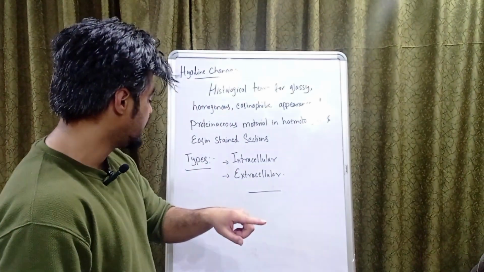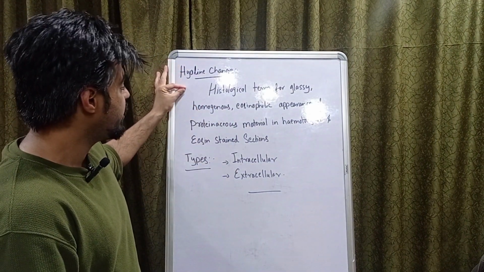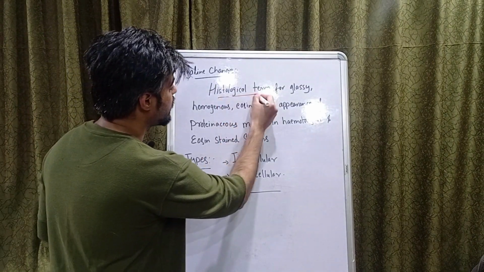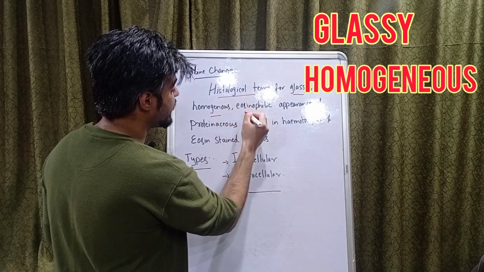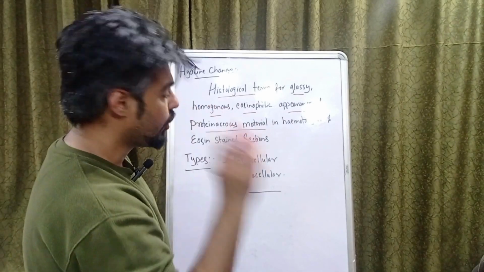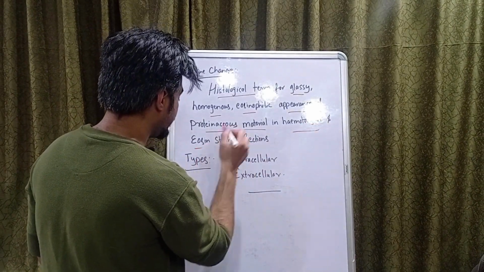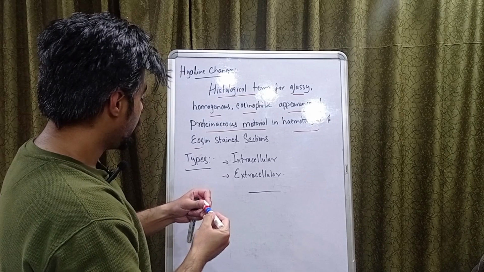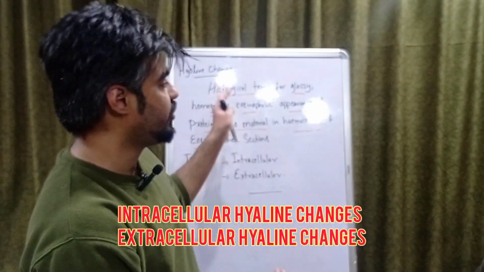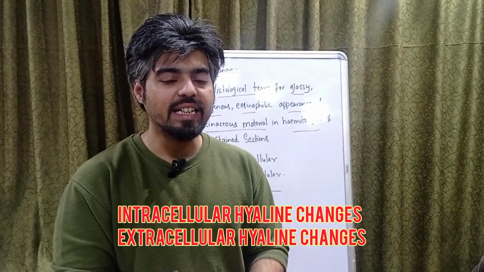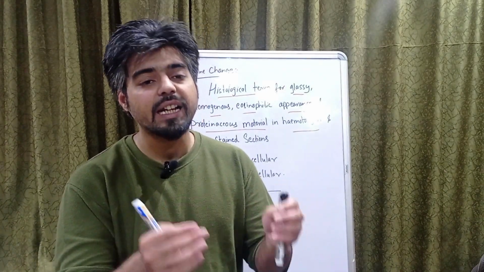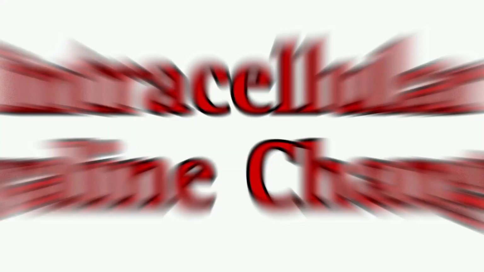Repeating it once again. Hyaline change is just a histological term for the glassy, homogeneous, eosinophilic appearance of a proteinaceous material stained in hematoxylin and eosin sections. Now, there are two types based on the pathology: one is extracellular, another is intracellular. Let us see the examples of intracellular and extracellular hyaline changes.